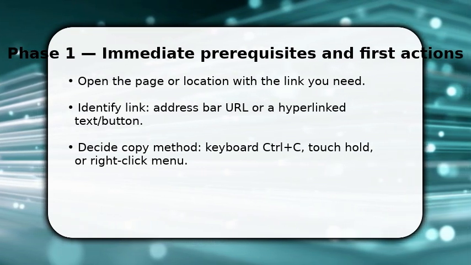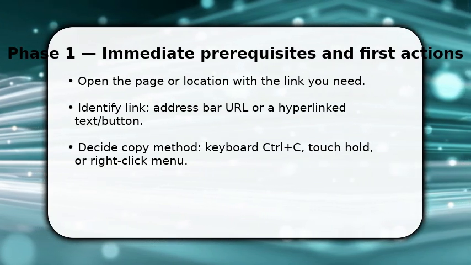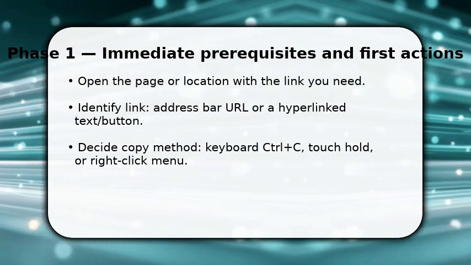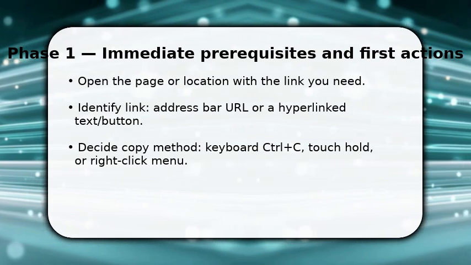If it's a link on the page, point at the link and use a two-finger tap or right-click to reveal Copy link address. You can also touch and hold on a touch-only Chromebook. Once selected, press Ctrl+C or choose Copy to place it on the clipboard.